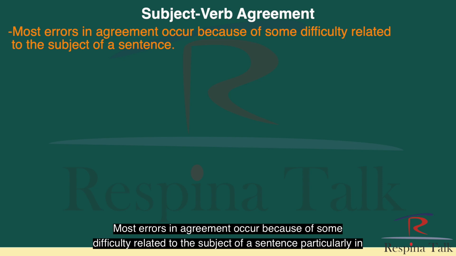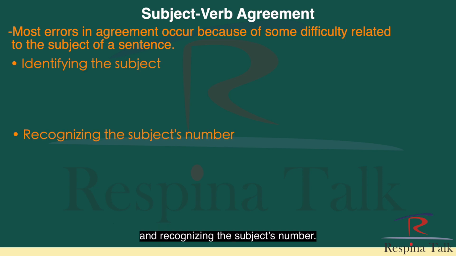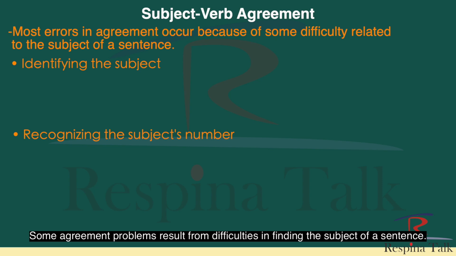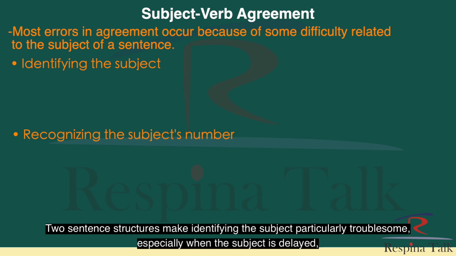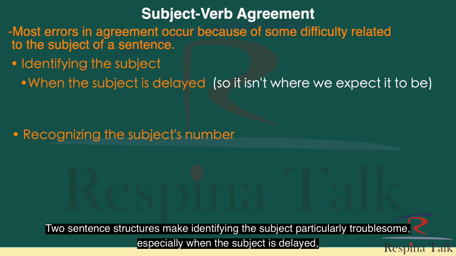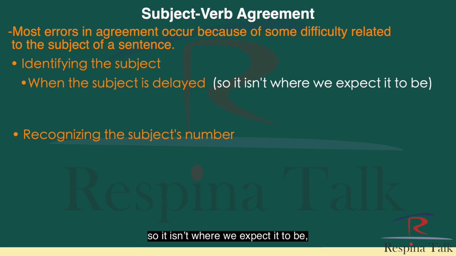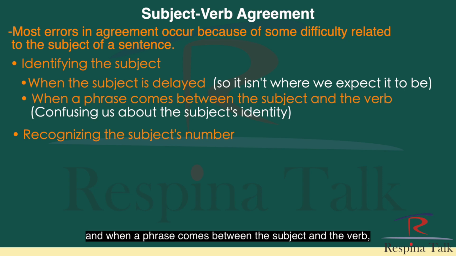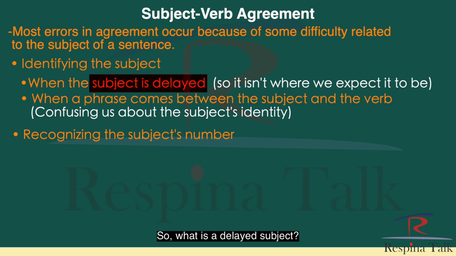Most errors in agreement occur because of some difficulty related to the subject of the sentence, particularly in identifying the subject and recognizing the subject's number. Some agreement problems result from difficulties in finding the subject of a sentence. Two sentence structures make identifying the subject particularly troublesome, especially when the subject is delayed, so it isn't where we expect it to be, and when a phrase comes between the subject and the verb, confusing us about the subject's identity. So what is a delayed subject?